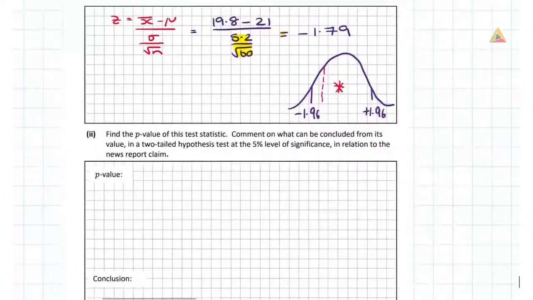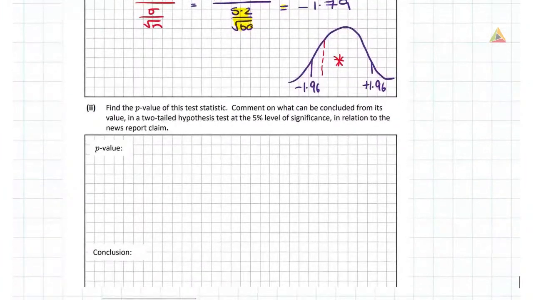Okay, so part 2. Find the p-value of this test statistic and comment on what can be concluded from its value in a two-tailed hypothesis test at the 5% level of significance. So the 5% level of significance is exactly the same thing as the examiner mentioning a 95% confidence level. It means exactly the same thing.